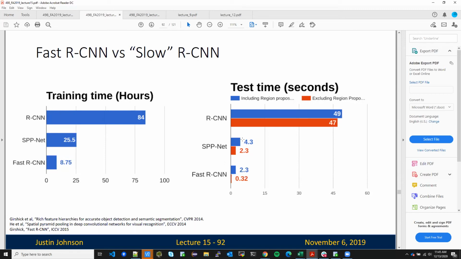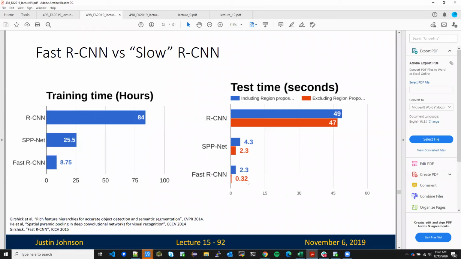What the blue and the red are: the blue is the non-deep-learning based region proposal, and red is all of the CNN and deep learning stuff. You immediately notice that most of the time in fast RCNN is spent on the region proposal part. The region proposal part is 2.3 seconds, and the CNN part is only 0.3 seconds.